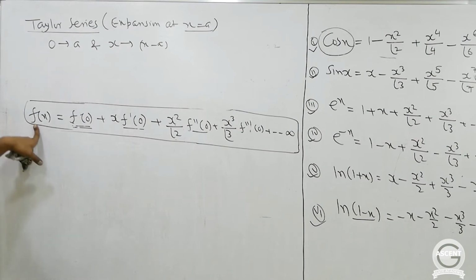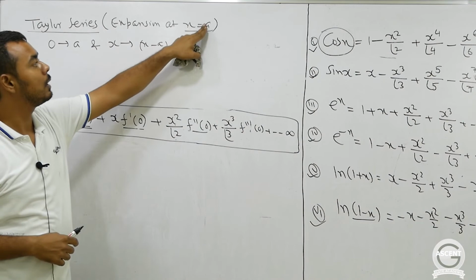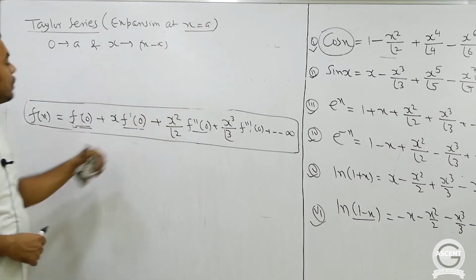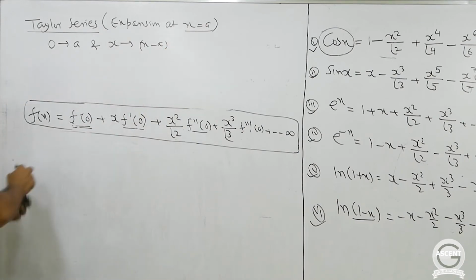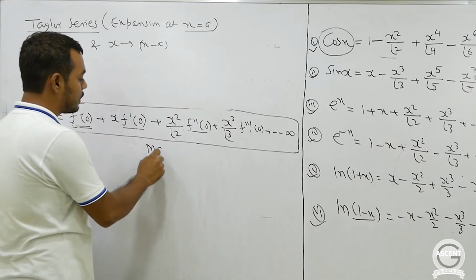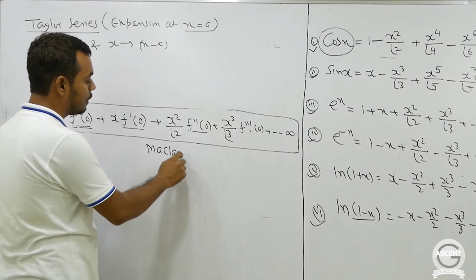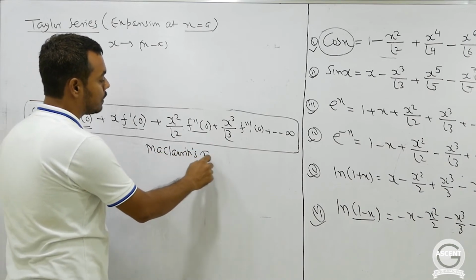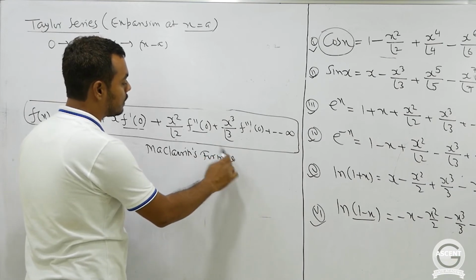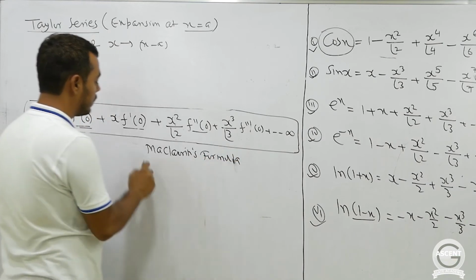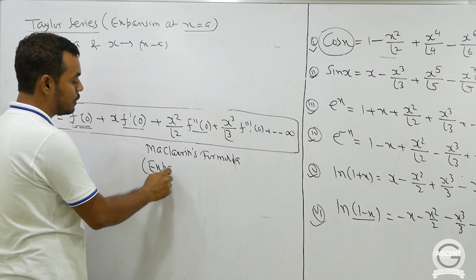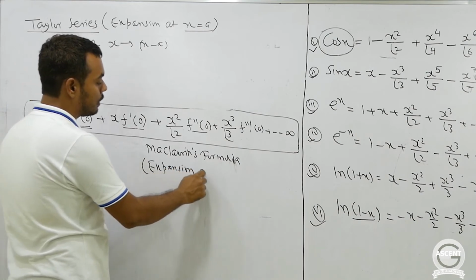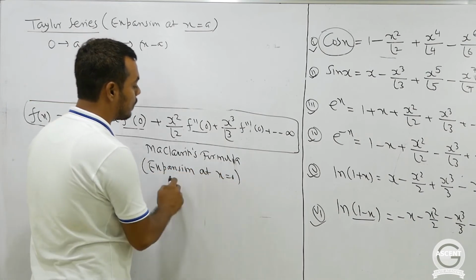So this is the general formula. Taylor series is the general formula, and if you place a equals to 0, then you will get this Maclaurin's formula. This one was Maclaurin's formula, and this was used for expansion at x equals to 0. This was used for expansion at origin, so x equals to 0.